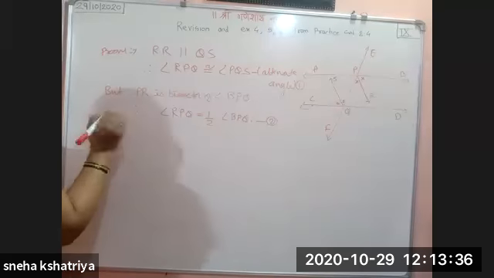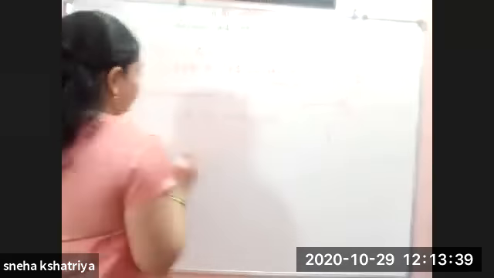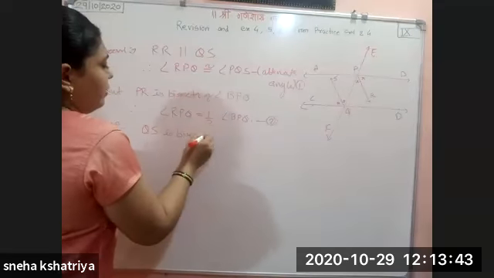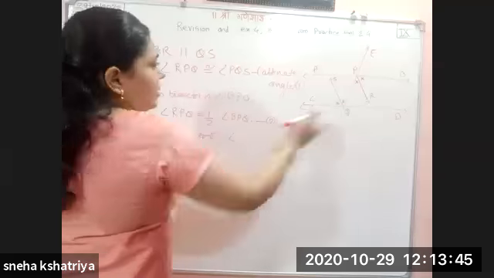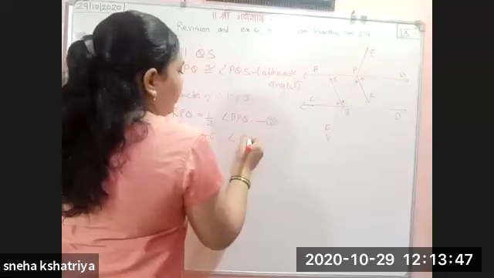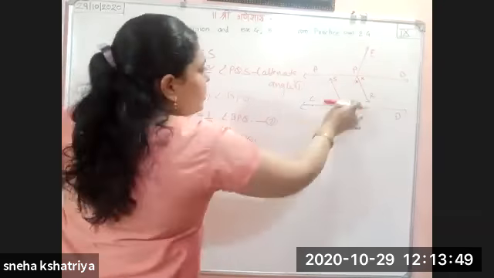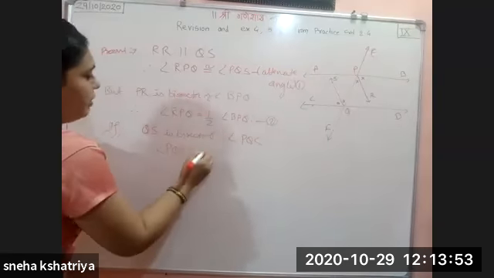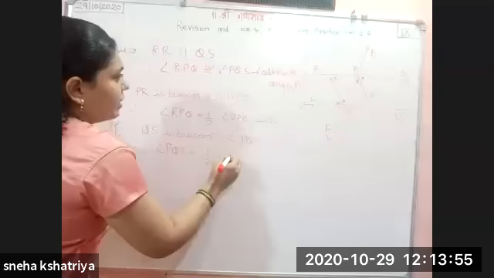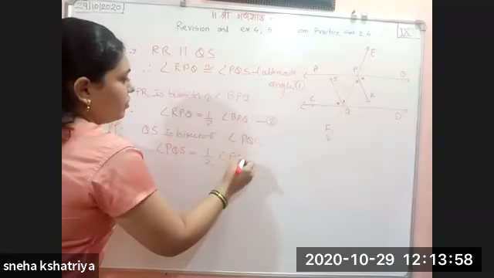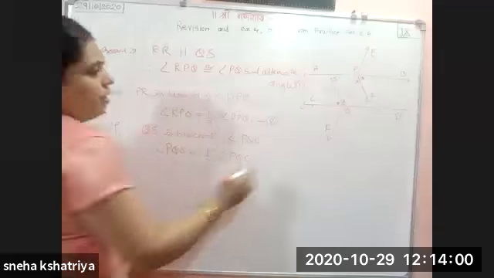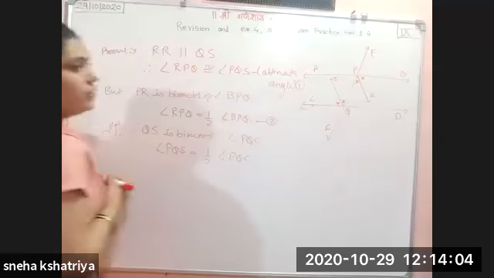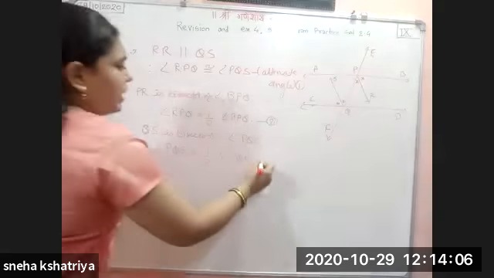Similarly, like PR, QS is the bisector of angle PQC. So what will be the value of angle PQS? It will become half of angle PQC. PQS will become half of angle PQC. So this becomes equation number 3.